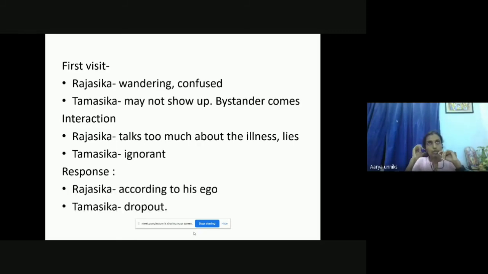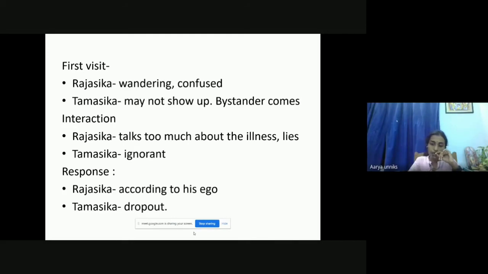Response to the doctor. When the doctor says something, the Rajasika person will respond according to his ego. He'll say, I can go for exercise, but I cannot go with food restrictions, because I am this kind of a person who takes this kind of diet and I am used to it. It does not cause my disease. I know what my disease is and I know how to control it. This is sometimes the attitude of Rajasika persons. And then again, confused also. And Tamasika persons will be mostly the dropouts of treatment.